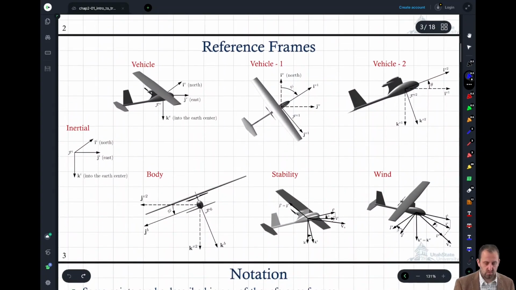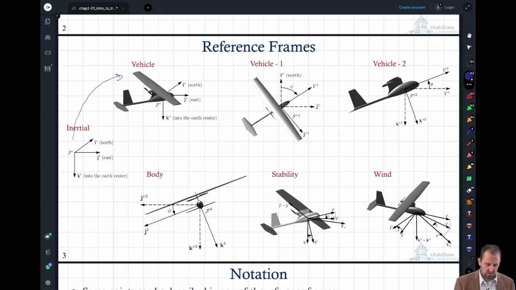A brief introduction: we'll go into a lot greater detail on each one of these reference frames in a different lecture, but we'll use all seven of these reference frames throughout the course. The first reference frame is our inertial frame. We talked about our north, east, and down coordinate frame. The first transformation we're going to make is a pure translation. We're going to go from the inertial frame to the vehicle frame, where our axes stay parallel, and we just move those axes to be on the body of the aircraft.